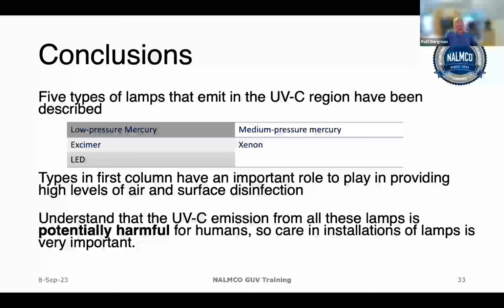So the conclusion is we've talked about 5 types of lamps that emit in the UVC region: low pressure mercury, excimer, and LEDs. Those on the left are used for air and surface disinfection. Medium pressure mercury and xenon on the right are specialty applications. Medium pressure mercury being used for water and food processing in large bulk situations.